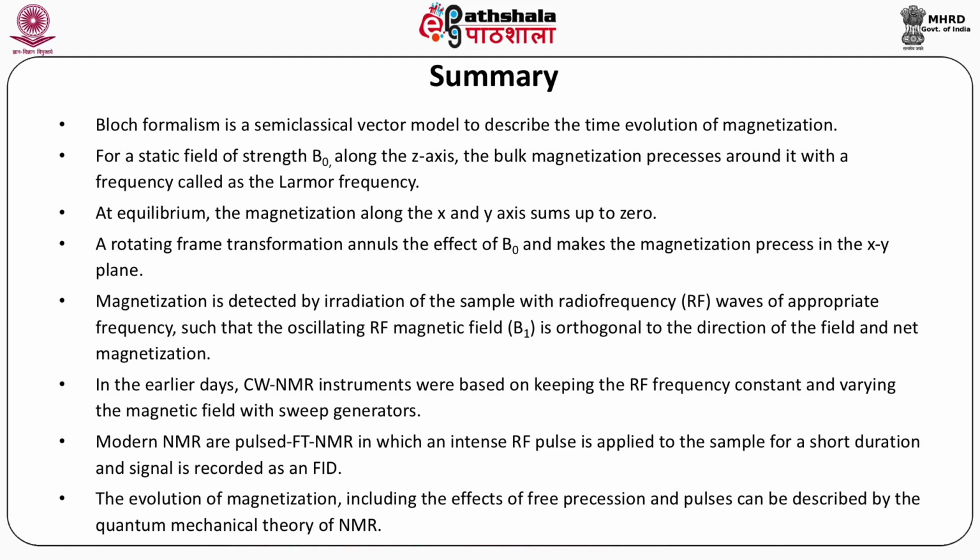Magnetization is detected by irradiation of the sample with radio frequency waves of appropriate frequency, such that the oscillating RF field B1 is orthogonal to the direction of the main static field and net magnetization. In the earlier days, continuous wave NMR instruments were based on keeping the RF frequency constant and varying the magnetic field with sweep generators. Modern NMR is pulsed FT NMR, in which an intense RF pulse is applied to the sample for a short duration and the signal is recorded as an FID. The evolution of magnetization, including the effects of free precession and pulses, can be described by the quantum mechanical theory of NMR. Thank you.